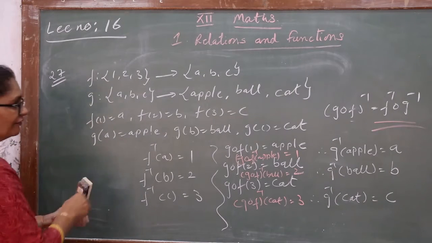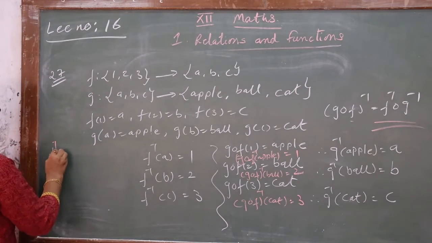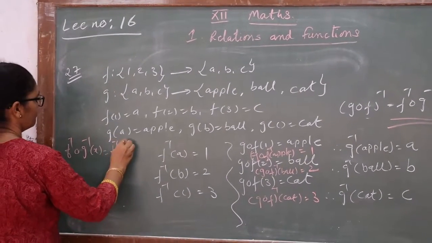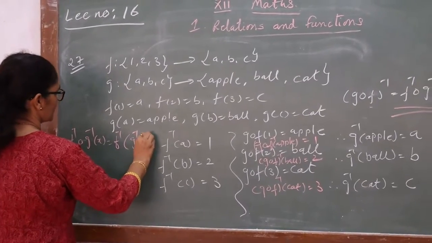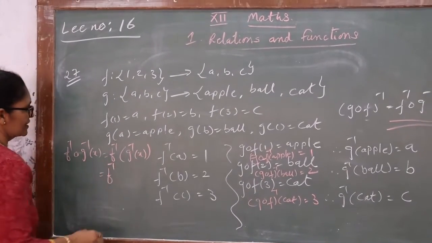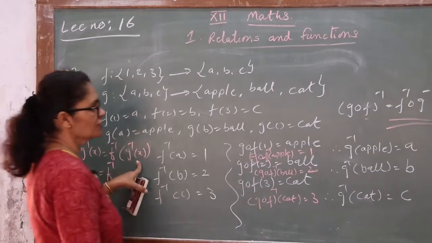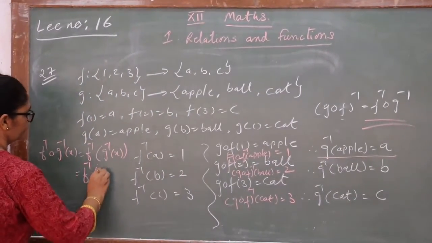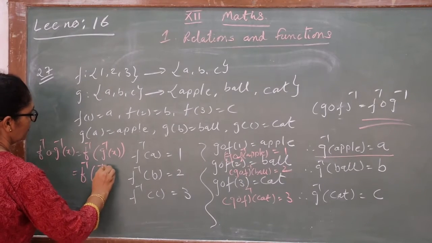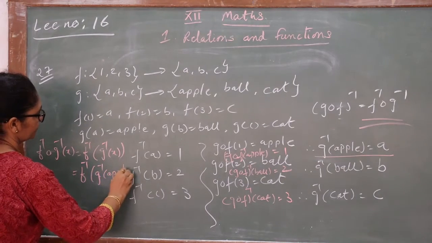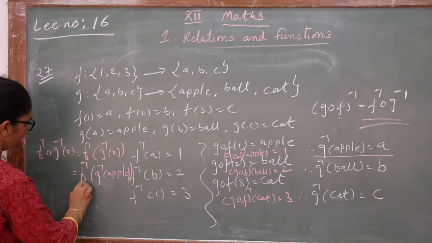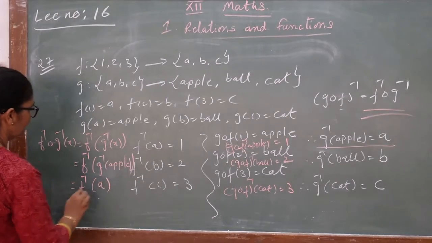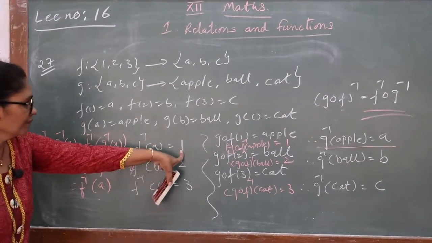Okay, so let's start with (f inverse ∘ g inverse)(x). So you can write f inverse of g inverse of x, right? So let's start with g inverse. What is your g inverse? g inverse of apple, so we can write g inverse of apple first. What is it? f inverse for apple, what is the answer? a. So we can write f inverse of a. Now what is f inverse of a? It is 1.